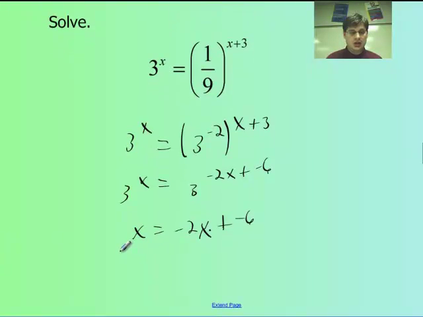I'd add 2x to both sides, which would leave me with 3x equals negative 6. Divide both sides by 3, and I'd get x equals negative 2. And that would be my solution. Let's look at another one.